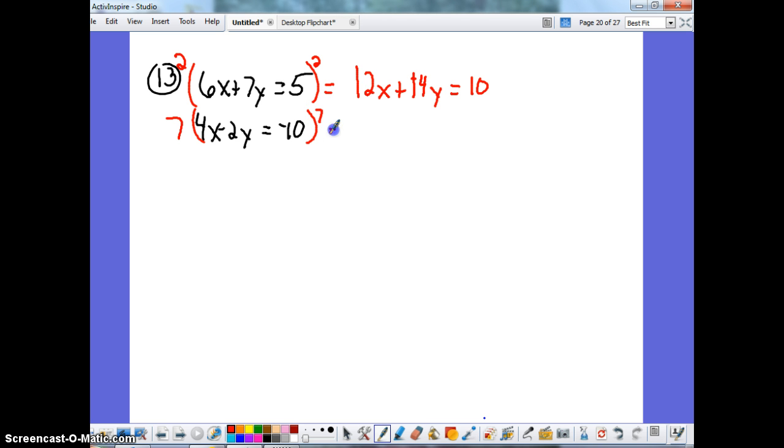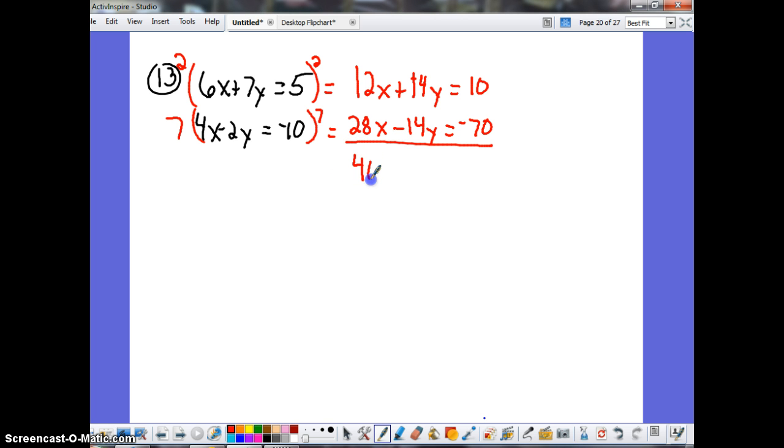All right, second one, same idea. When I do so, this is going to be 28x minus 14y. Notice they're both 14s, one positive, one negative. That was the purpose of doing this. If that didn't work, well then we'd be doing something wrong. All right, add these two together. I'm going to get 40x is equal to negative 60, when I add together my negative 70 and my 10.